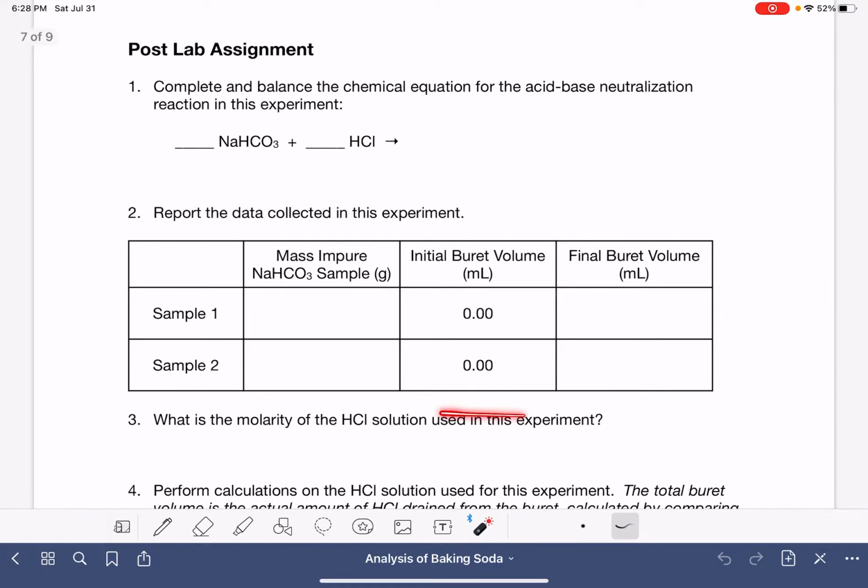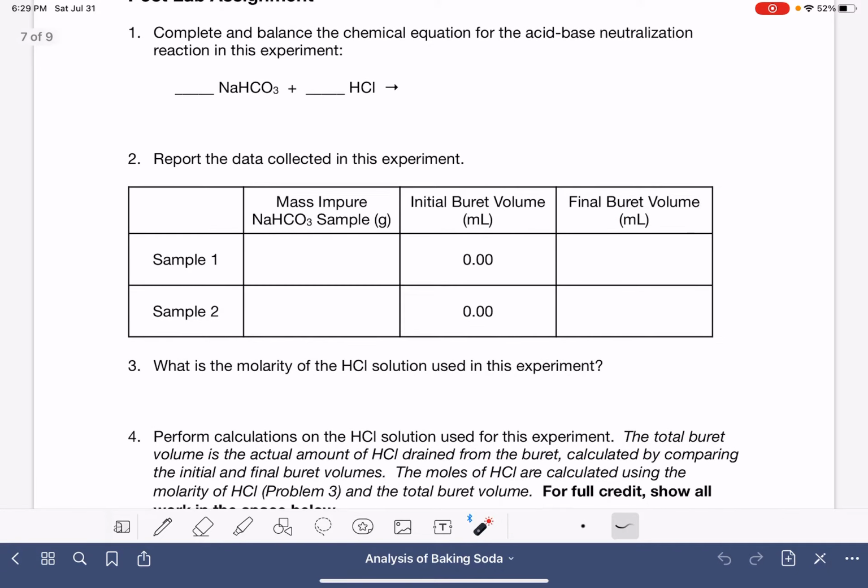And then in problem number 2, you're going to be reporting the data that you collected in the experiment. You have a mass of sodium bicarbonate that is impure that you used for this experiment, and then the final burette volume that you've recorded right here. You'll also be reporting the molarity of the HCl solution that you used in the experiment. So this is something that you're just going to copy from a bottle.